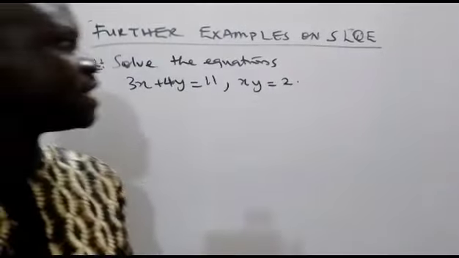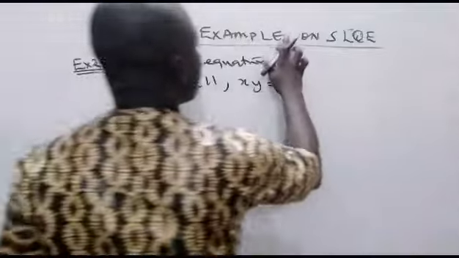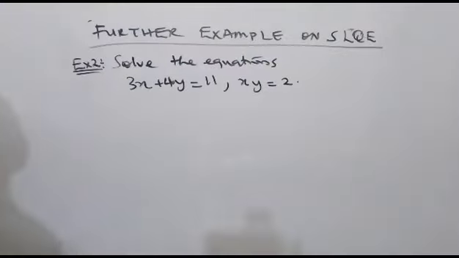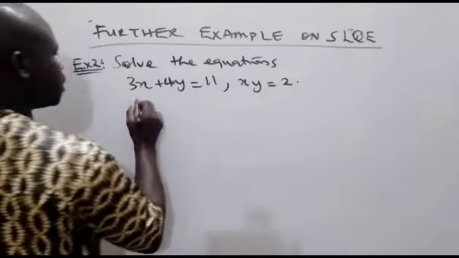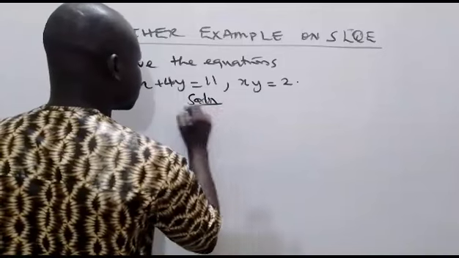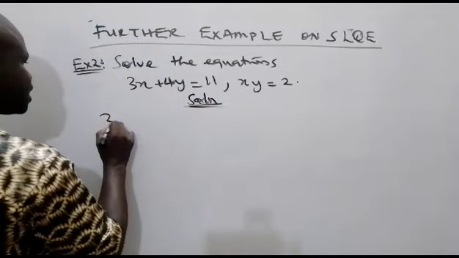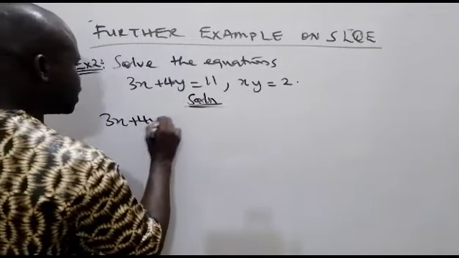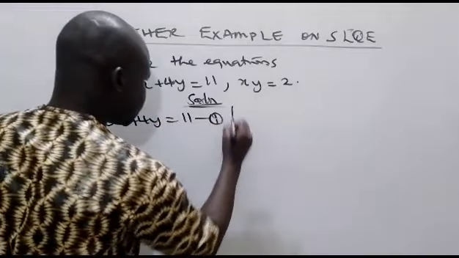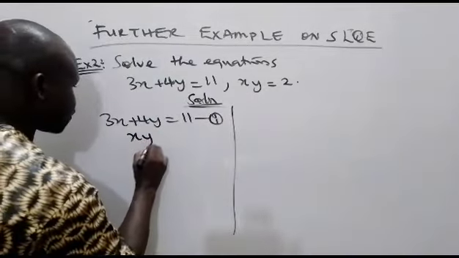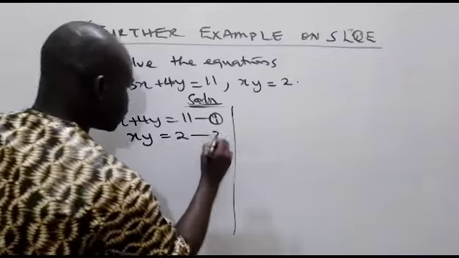We want to look at further examples on simultaneous linear and quadratic equations. Let's consider what we have on the board. The question says solve the equations. So what is the equation? The first equation is 3x plus 4y is equal to 11, equation 1. Then we have the product of x and y equal to 2, equation 2.